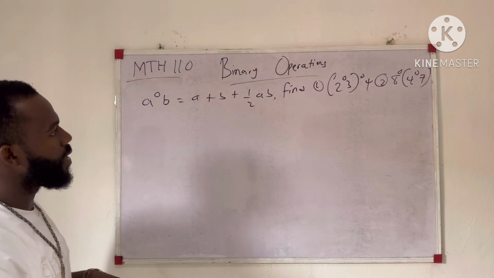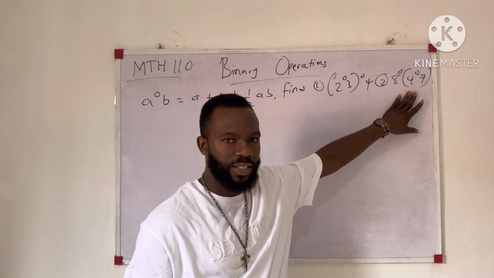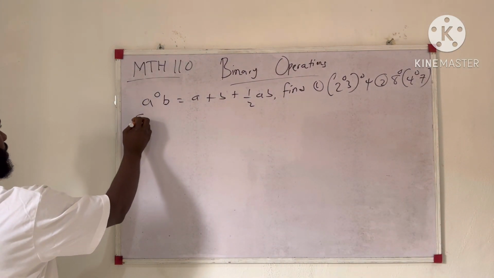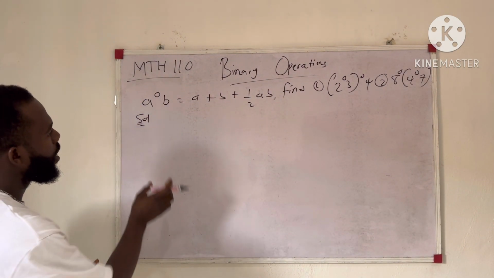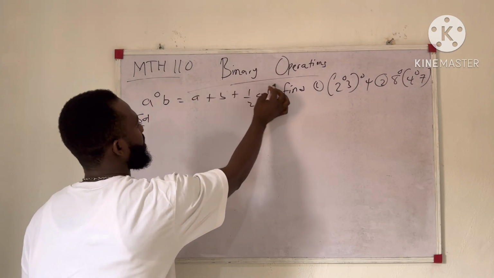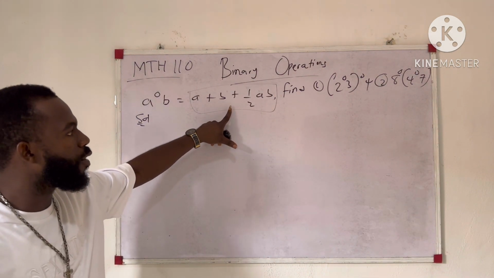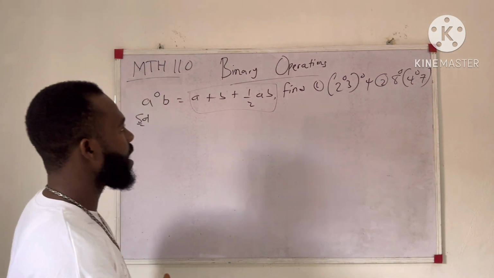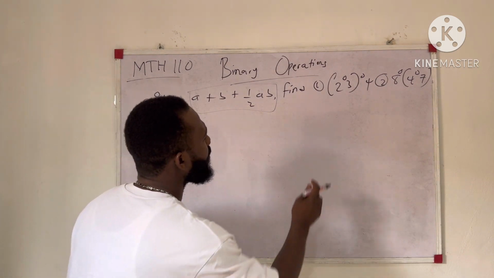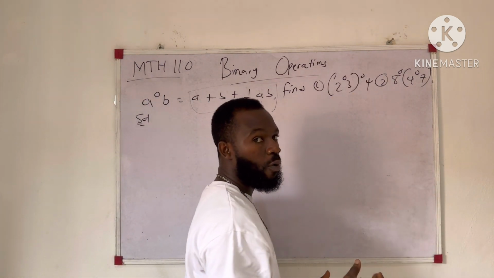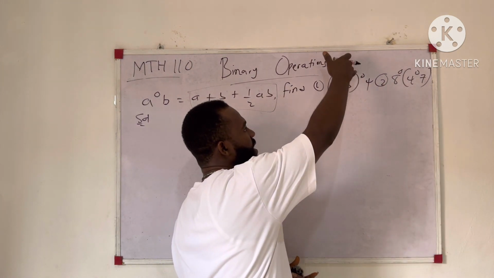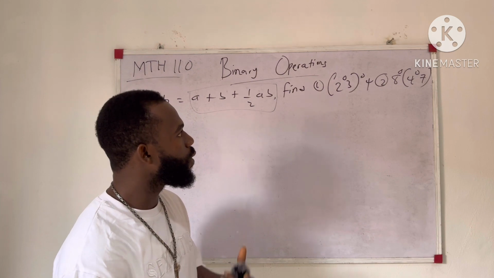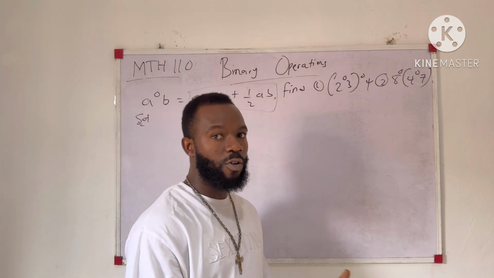Now this is the first question that we will be solving today. We are given an operation and then we are told to evaluate this and this. Now, how do we go about this? Let's begin. A operation B was given as this, so this is exactly what we are going to be using in evaluating these two questions. Now we have two operations. One is inside the bracket and the other is outside the bracket. So what do you do? First of all, you start solving with the operation inside the bracket, which is 2 operation 3.